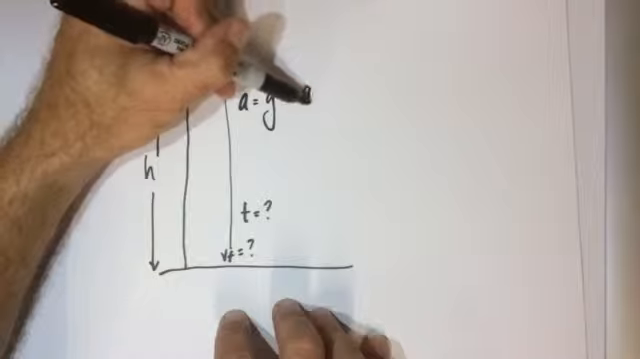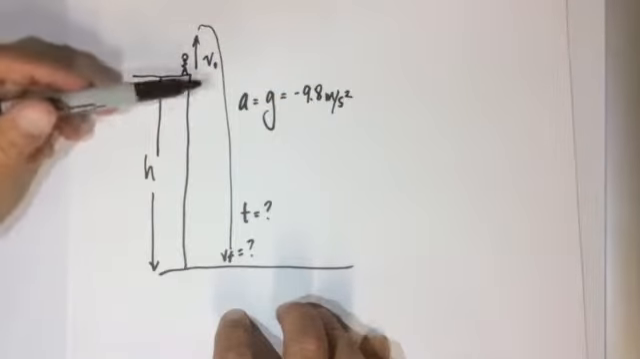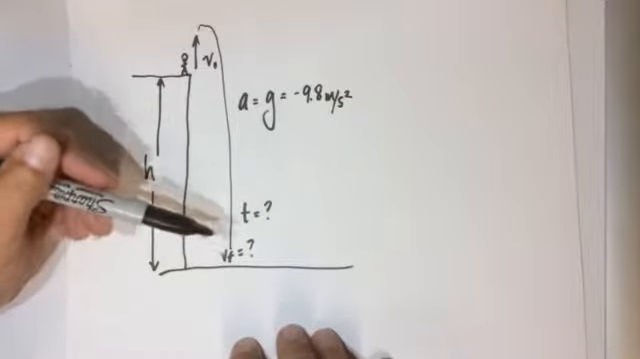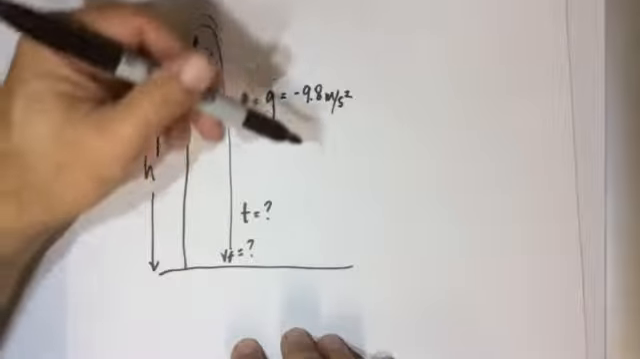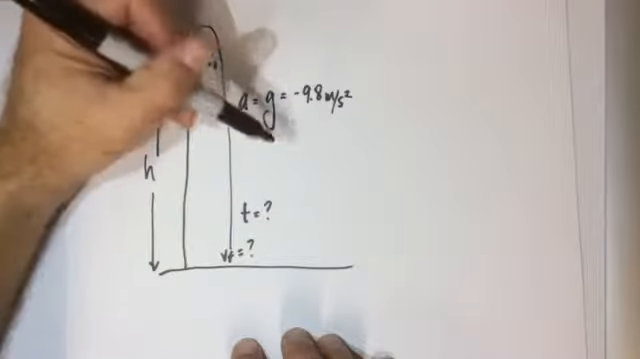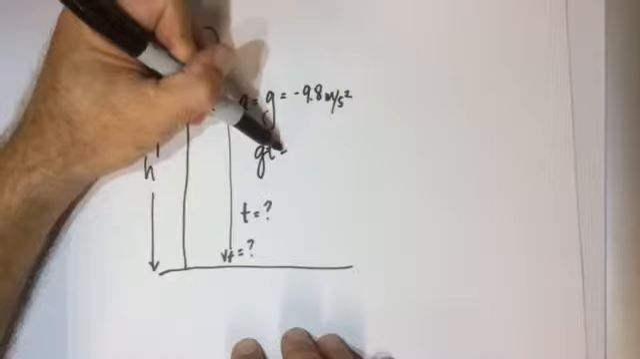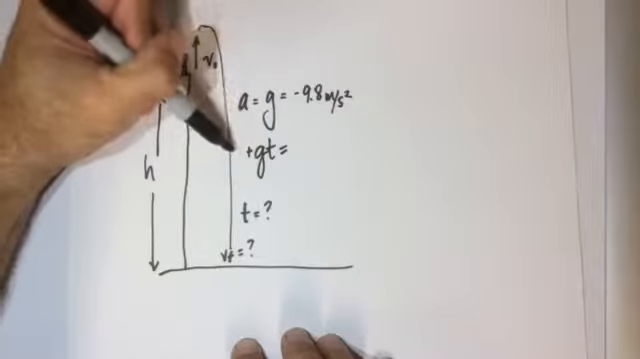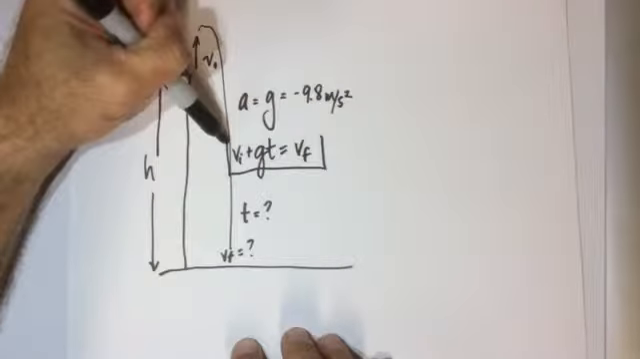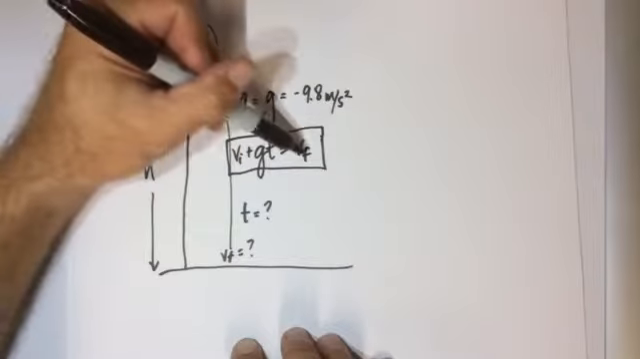Then we could say, based on v initial and the fact that acceleration is g, which is equal to negative 9.8 meters per second squared, then we could imagine that the time of flight and the final velocity of such a thing could be found using gt plus v initial is v final. Now we wouldn't know the time, but this is something we could use to get the final velocity.